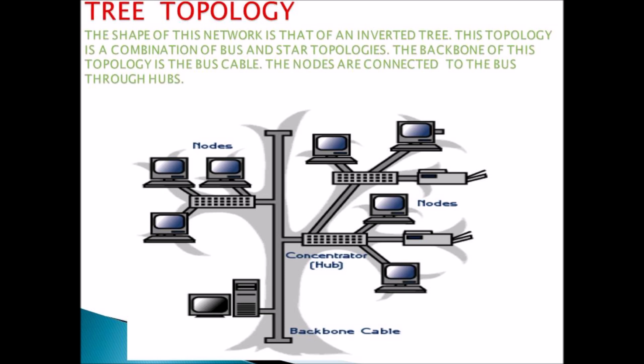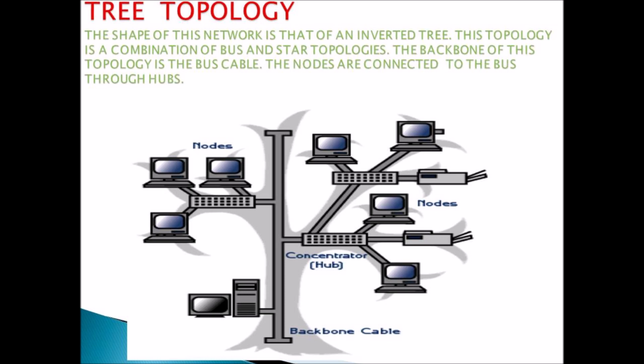The shape of the network is that of an inverted tree. You can see in the image how the topologies are connected in a tree form. This topology is a combination of bus and star topology. Both bus topology and star topology combine to form a tree topology.